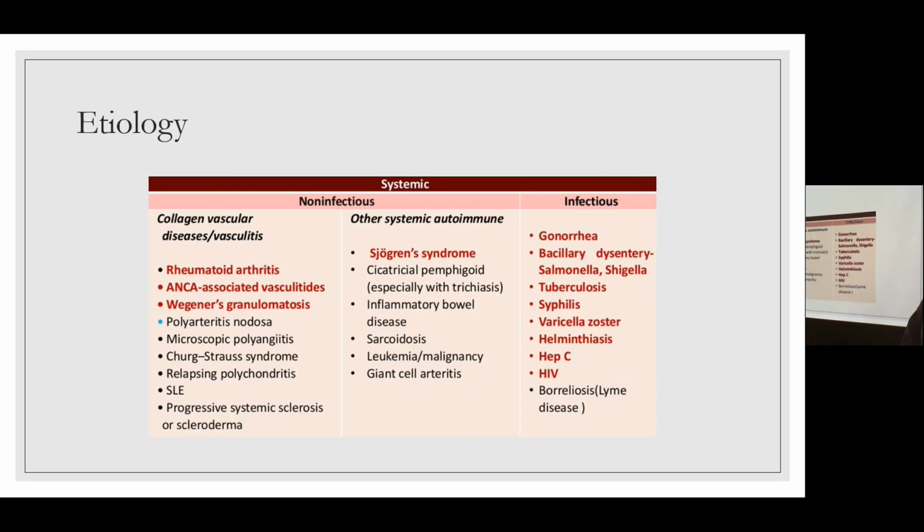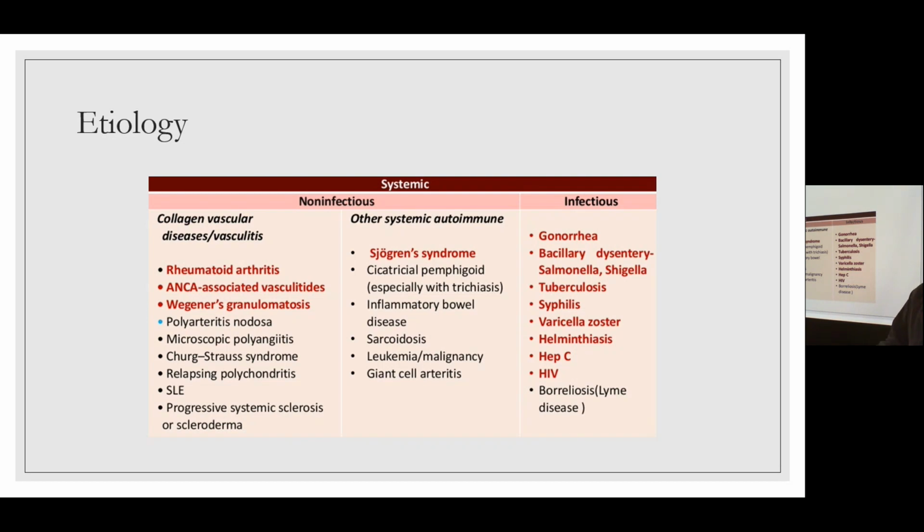And now for the etiology of PUK. For PUK systemic etiology, we divide into non-infectious and infectious. For the non-infectious, we have first connective tissue diseases and vasculitis, more commonly rheumatoid arthritis, ANCA-associated vasculitis, and Wegener's granulomatosis. There is also polyarteritis nodosa, microscopic polyangiitis, Churg-Strauss syndrome, relapsing polychondritis, SLE, progressive systemic sclerosis or scleroderma, and other immune diseases like Sjogren's, IBD, sarcoidosis.